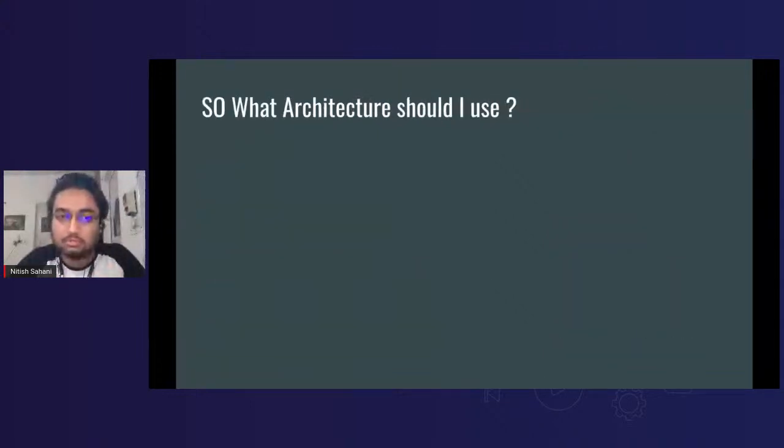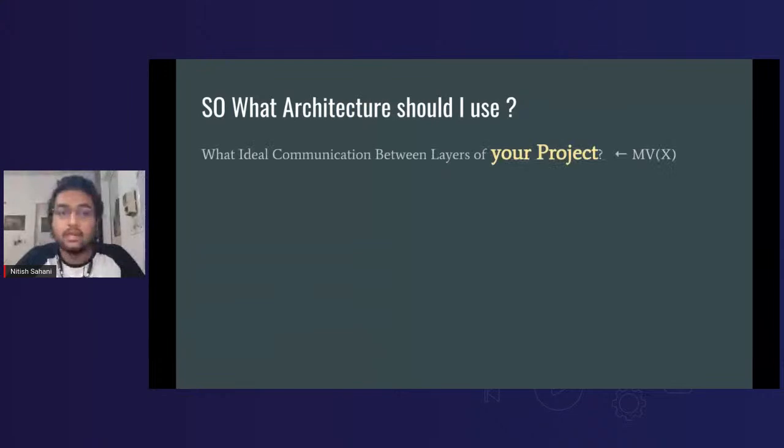But coming to our main point, what architecture should I use, and what is it? Let's figure out. We have understood all the terms in broader meanings. Let's put them together into an umbrella, and architecture would be our umbrella, right? So before asking which architecture should I use, ask yourself and ask your team, what is the ideal communication between layers of your code? What should be the ideal? Layers being your UI, business logic, and data models.